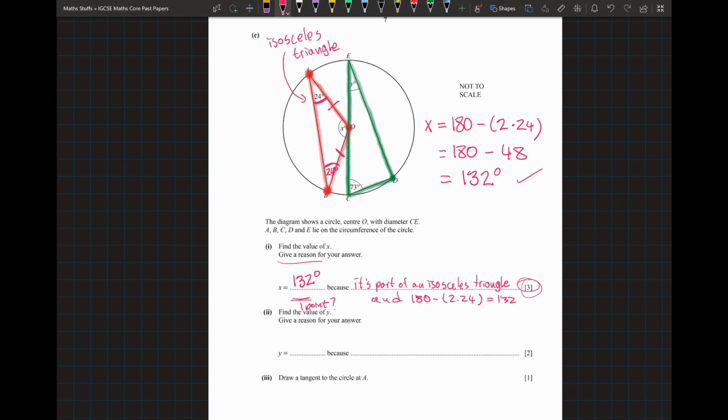Next one, find the value of y, give a reason for your answer. So in this case, we're trying to find y right here. This is using a different rule, and that rule is if you have a triangle where one side is the diameter of the circle, right? So you've got 2 points on opposite sides of the center. That whole side is the diameter. And then we have another point here, and these two sides connect to it. What this rule tells us is this angle right here will always be 90 degrees. If we move this point out here, we'll get a new triangle that also has a 90-degree angle at this point.